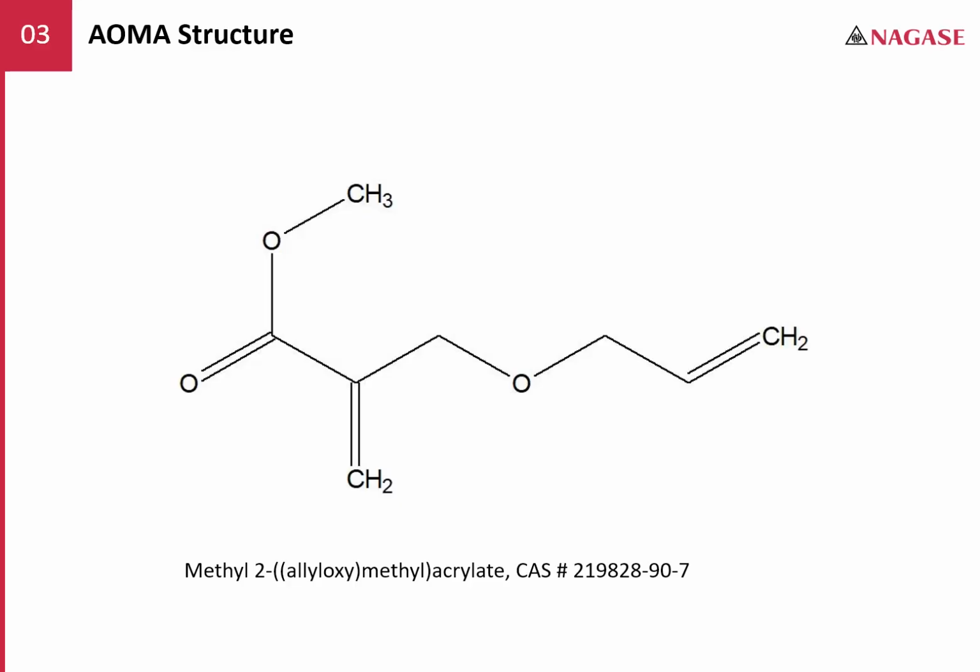On slide 3, we see the basic AOMA structure. It's a relatively small molecule, and I'd like to make two points. Even though it's small, it really carries a big punch, because as you can see, we have two areas of functionality that it can react at. You have a terminal double bond group, and also the methacrylate functionality. And it's that combination that gives AOMA its unique properties.